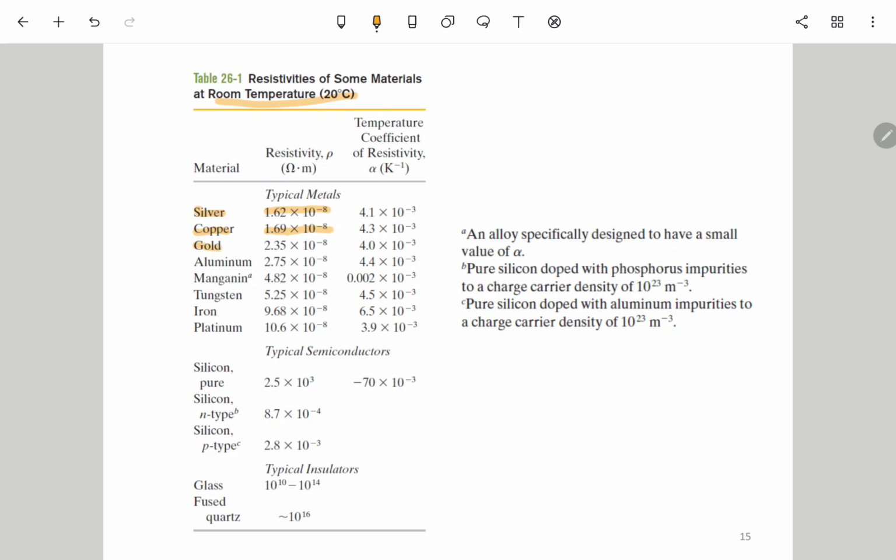Gold is very expensive, and its resistivity is somehow larger. It's rather large compared to copper and silver. The idea to use it is just because gold is very stable. It is extremely hard to rust.